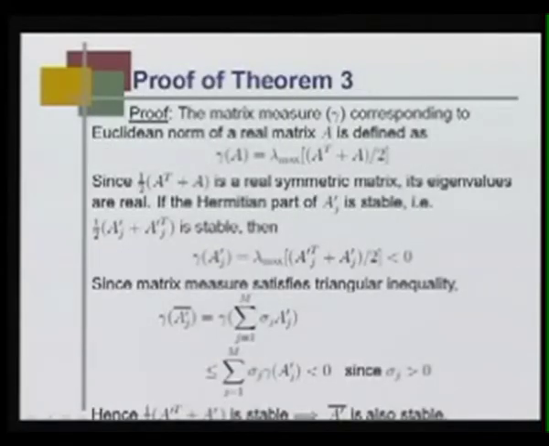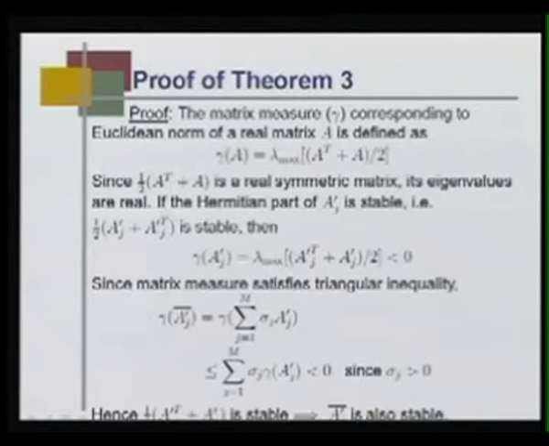So, proof: the matrix measure gamma corresponding to the Euclidean norm of a real matrix A is defined as the maximum eigenvalue of the Hermitian part of A. Since (A plus A transpose) by 2, the Hermitian part of A, is a real symmetric matrix, its eigenvalues are real. So, if the Hermitian part of A_zs, that is half of (A_zs plus A_j dash transpose), is stable, then the matrix measure of A_zs, which is the lambda maximum of this matrix, the maximum eigenvalue, is always less than 0.